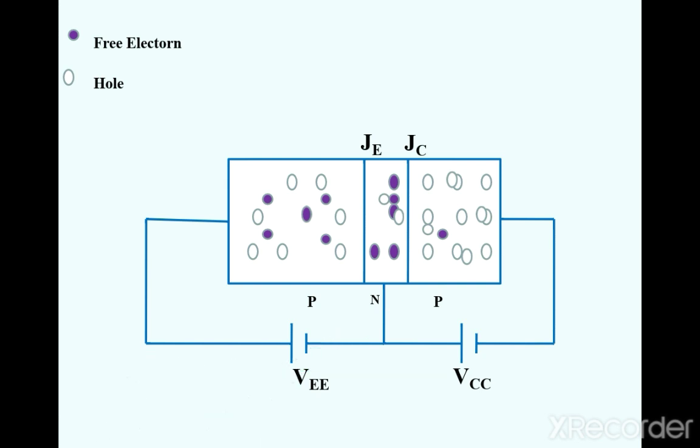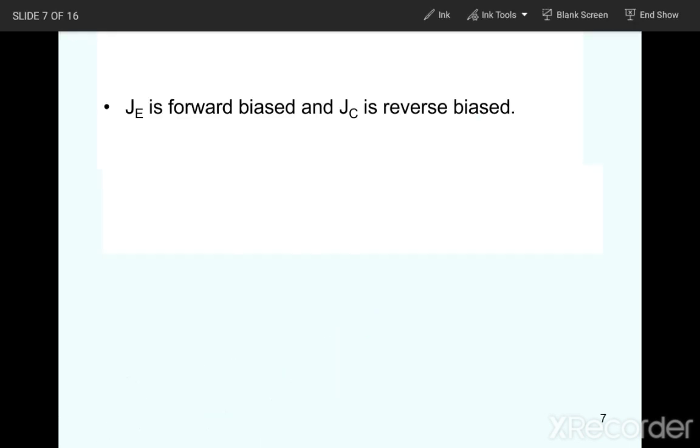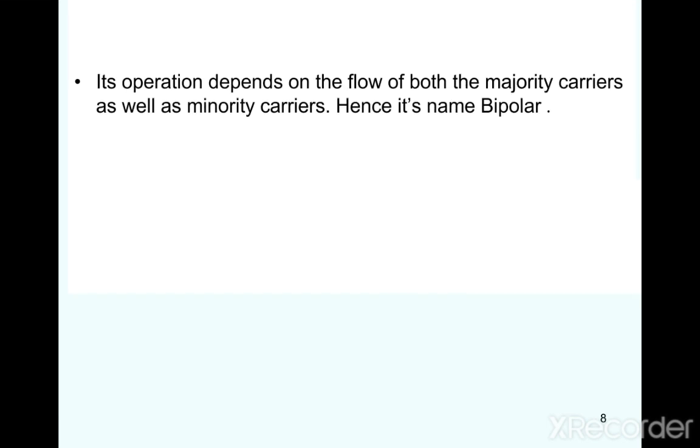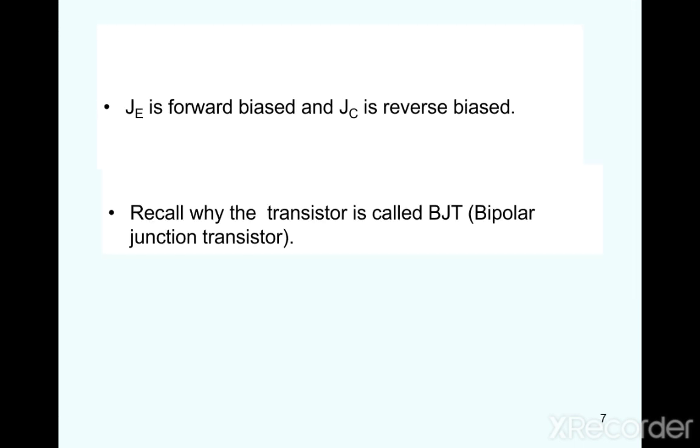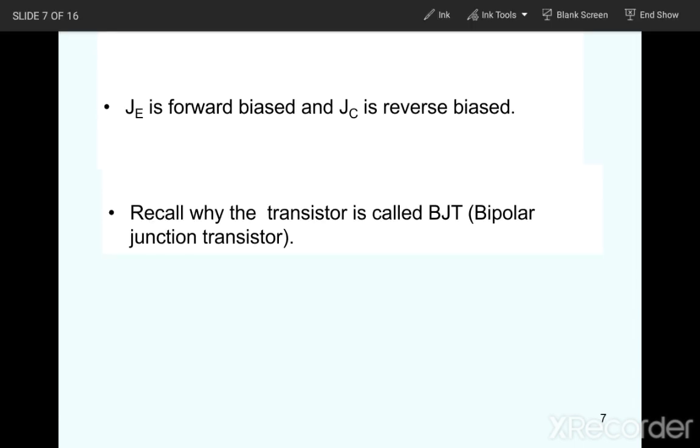So here JE is in forward biased and JC is in reverse biased mode. So the transistor is called a BJT. BJT means bipolar junction transistor. Why? Because this transistor contains two junctions.